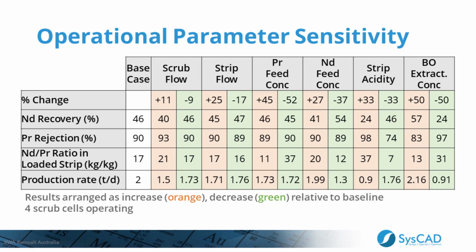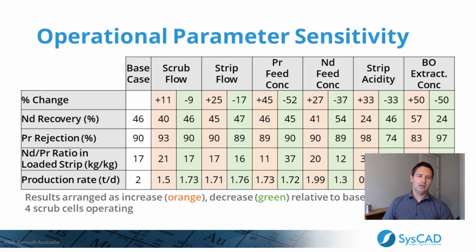And the barren organic concentration: if you reduce the barren organic concentration, which is the final column on the right, then essentially you crowd your organic with more neodymium because it has a higher affinity, which drops the recovery in this model, but it increases the rejection.